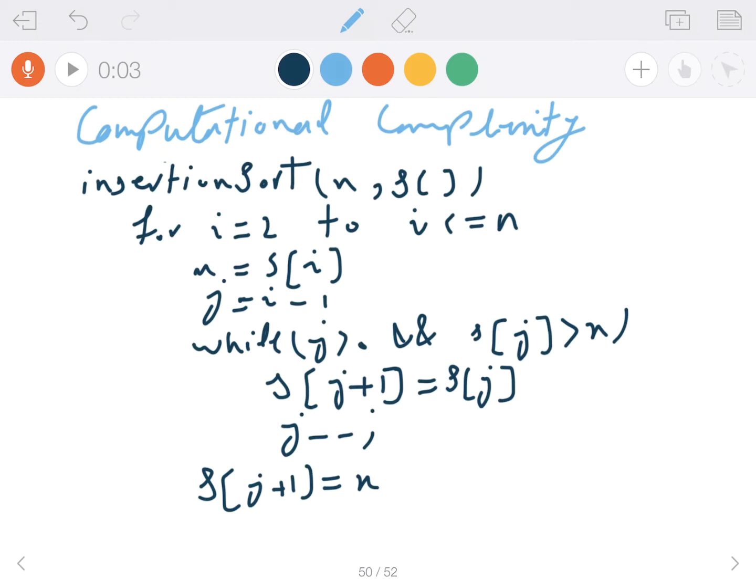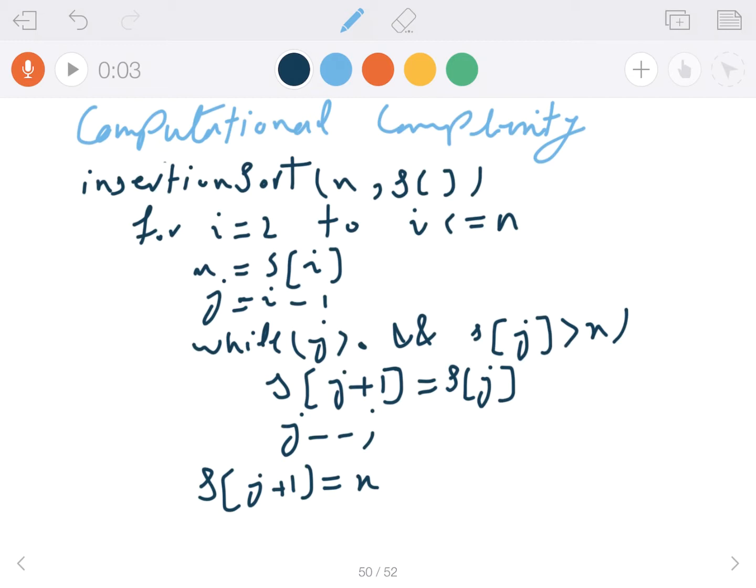So we are comparing every item that is on the lower index of some number x that is at location i, the array S at location i. Then if the number that we are comparing is bigger than x, the item at location i, then we are moving everything to the right. Okay, moving to the right, and at the end we are swapping the value at location j plus 1 with x.